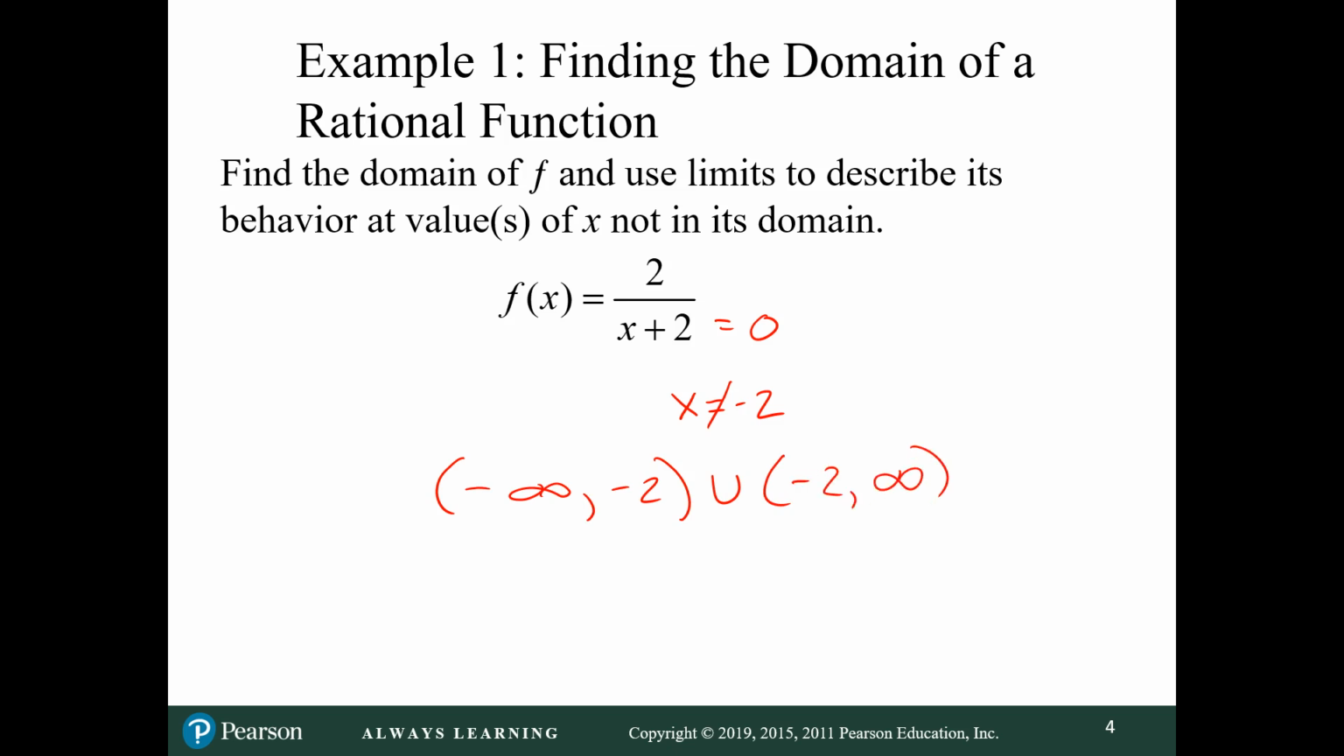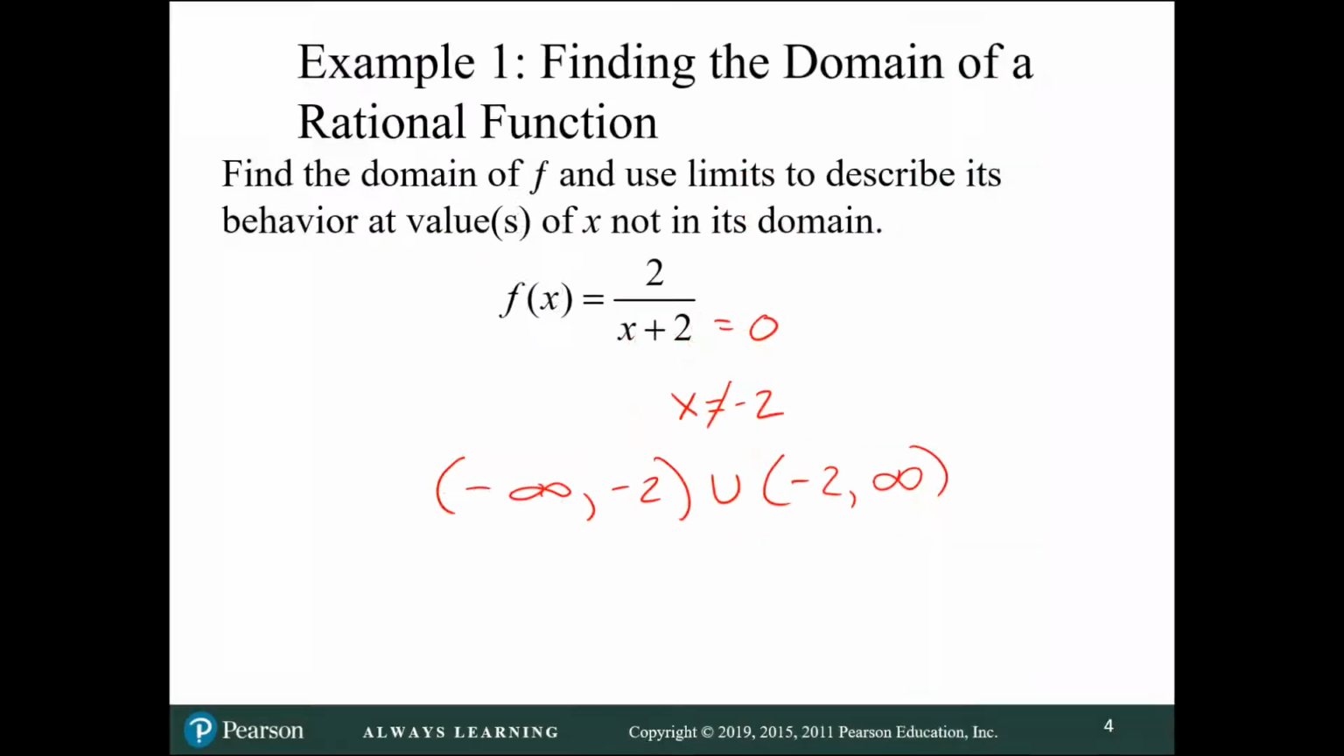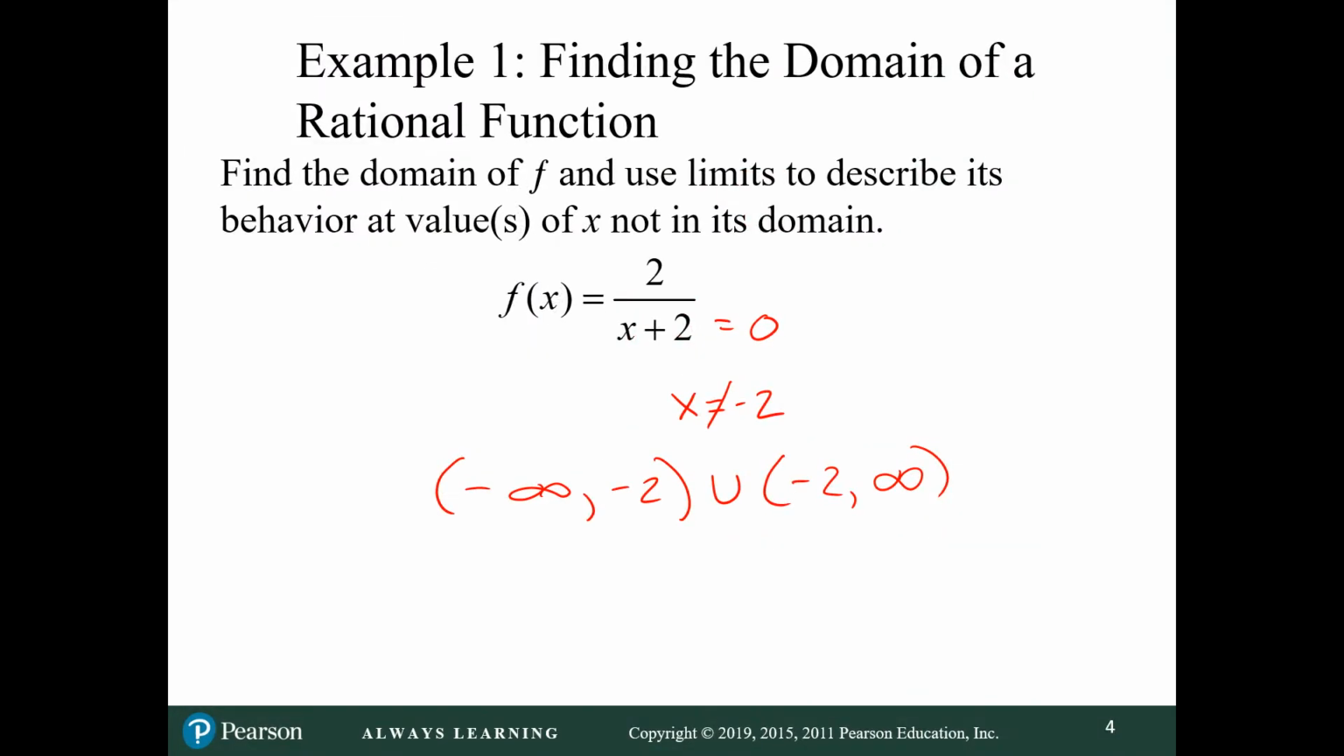Now, why did I use parentheses instead of brackets around the 2? Because it can't be negative 2. Okay? So it does not include a negative 2. So make sure you use just parentheses there.